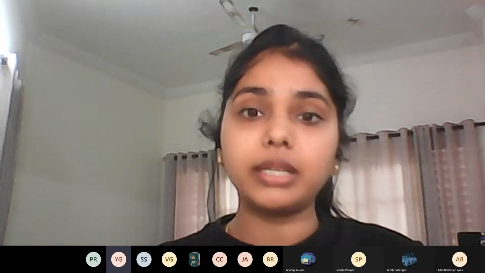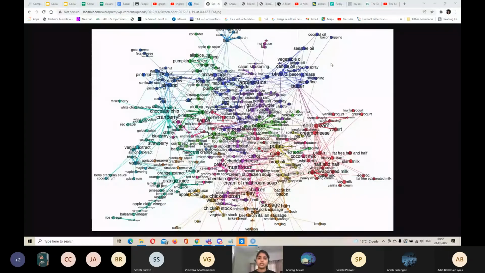So here is a small guessing activity. Can you take a look at this graph and tell me what it is all about? Just a random guess. So in this graph, the nodes are food items, and we are connecting two food items if they can be used as a substitute for each other while preparing a dish.